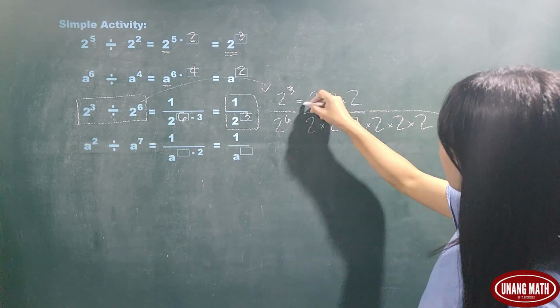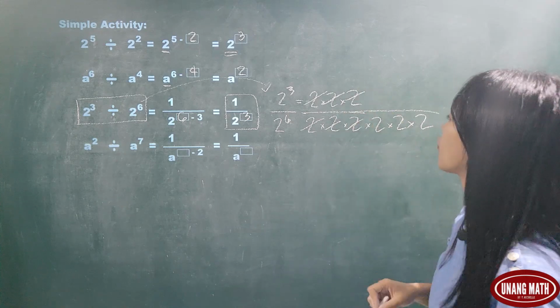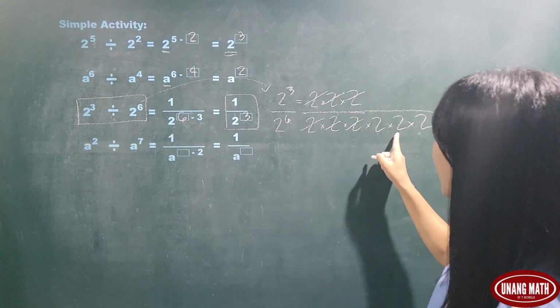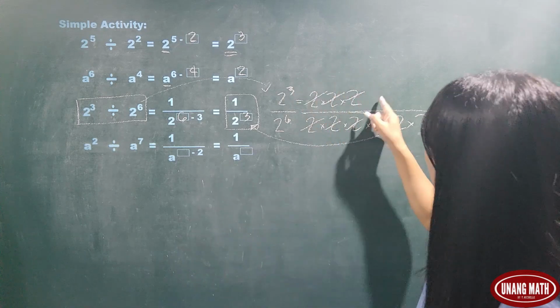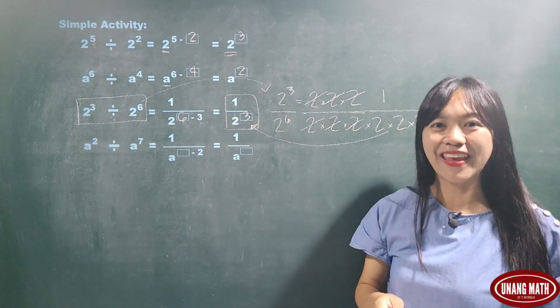Okay, if we simplify, this will be cancelled and this one also. So we have 2 times 2 times 2 in the denominator part, and this is equal to 2 raised to the power of 3. So the numerator is 1. So we have 1 over 2 raised to the power of 3.